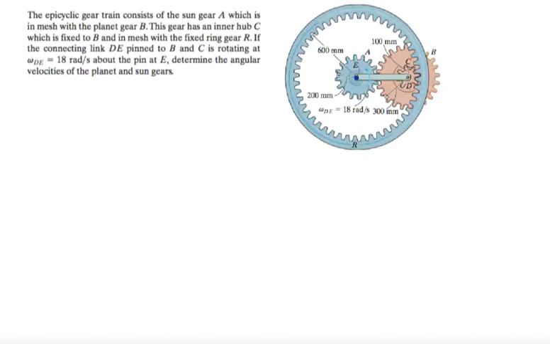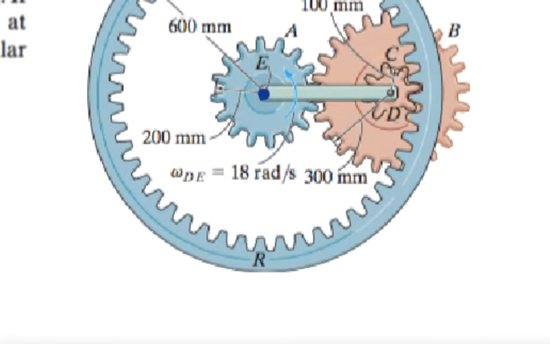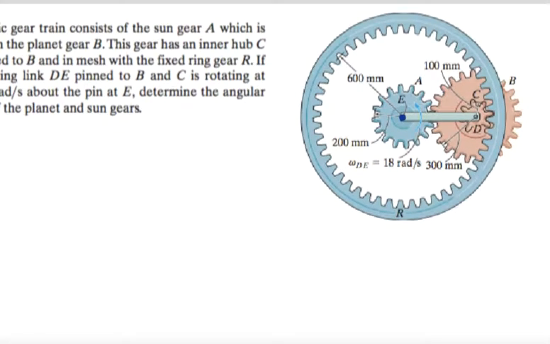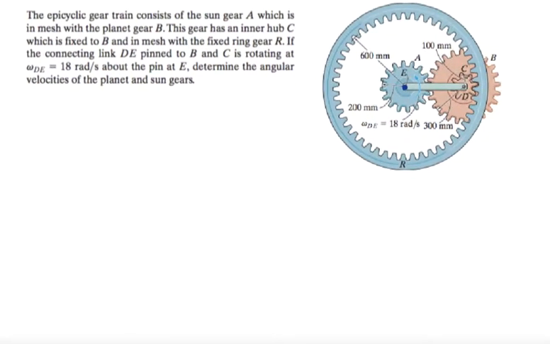planet gear B has an inner hub C, okay, that's fixed to B, and in mesh with the fixed ring gear R. So if we zoom in right here, this little gear, okay, that's concentric and fixed to gear B, okay, it's in mesh with this ring R, okay, but you have to notice that gear B is not in mesh with ring R, okay, so that's just some important information to keep in mind. All right, and then we have this link right here.